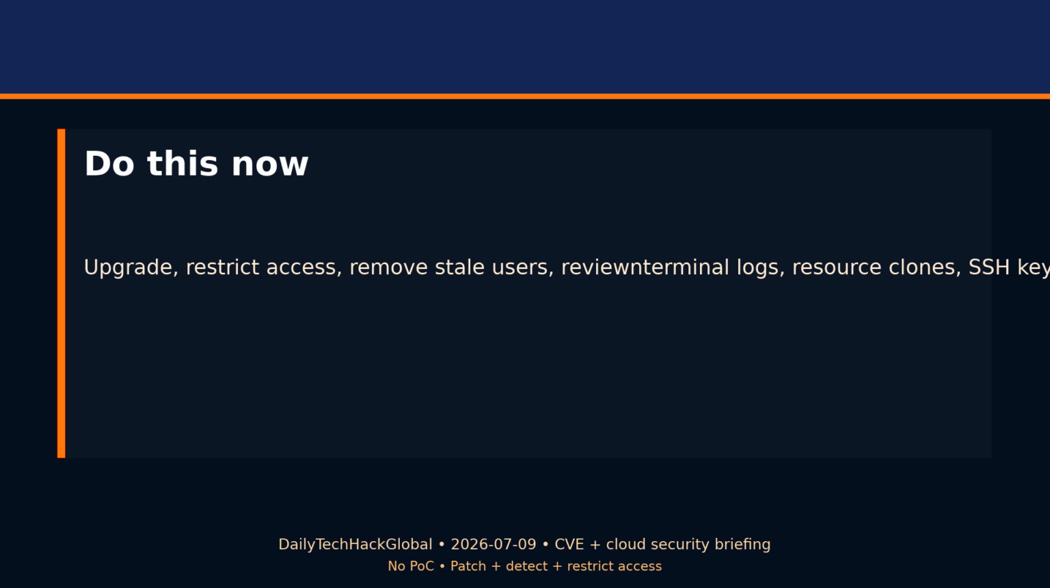No proof-of-concept steps are needed to act. These are official vulnerability records with patches available. For teams using AI-assisted deployment or rapid DevOps automation, this is also a reminder: the control plane is part of your security boundary. Patch it, monitor it, and treat access to it like production infrastructure.